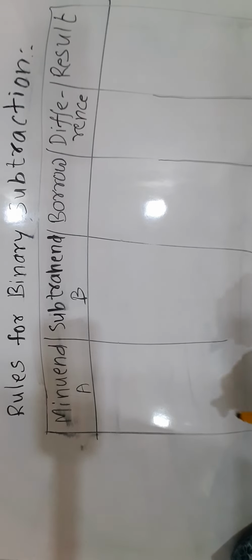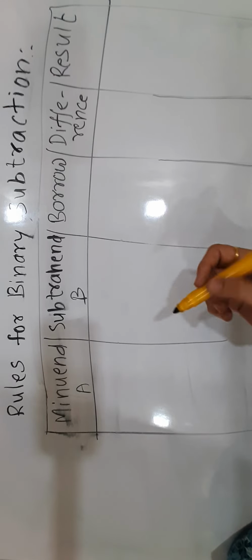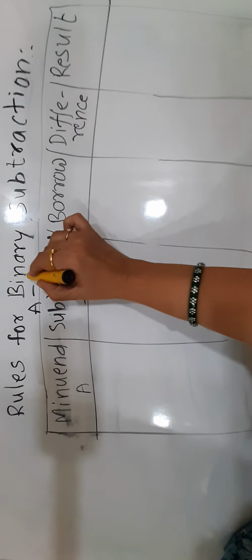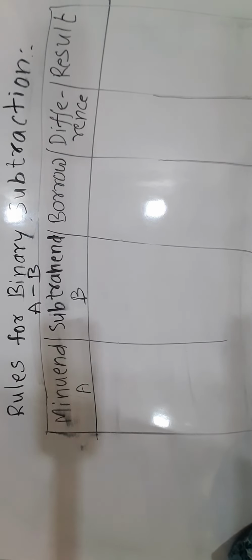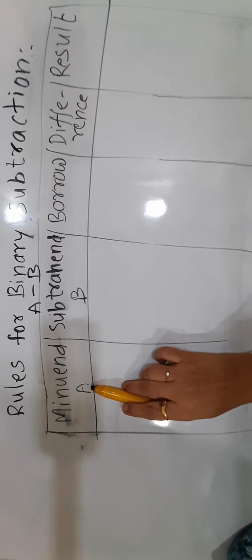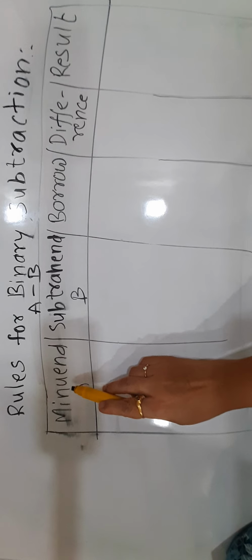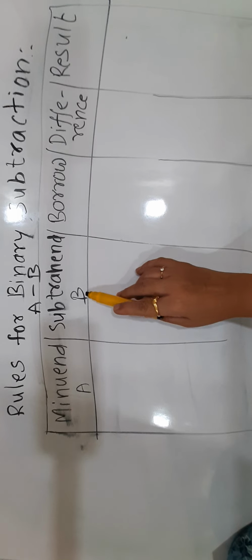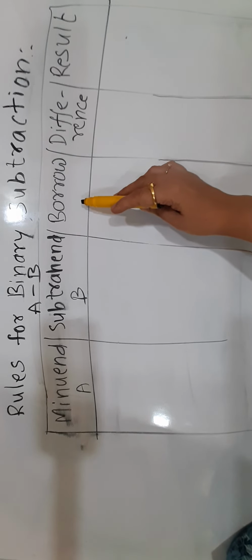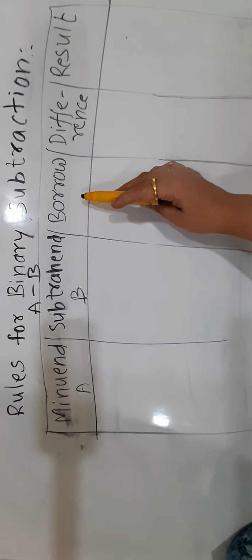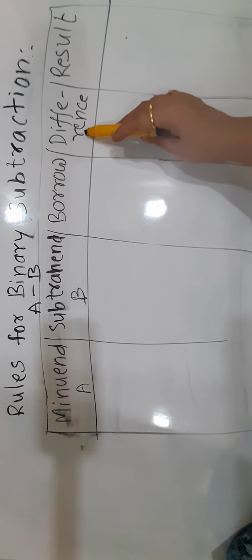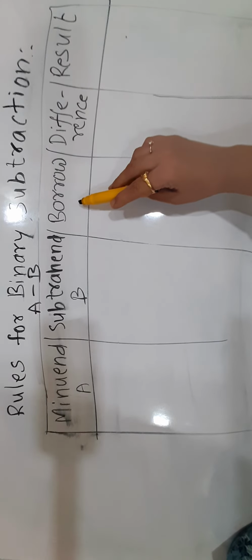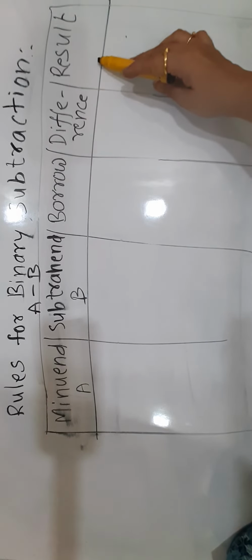Now let's see the rules for binary subtraction. We want to perform the subtraction a minus b. The first number from which we want to subtract is known as the minuend. The number to be subtracted is known as the subtrahend. In case of subtraction, the carry is known as borrow. We call it borrow. The subtraction result is the difference, and the combined result of borrow and difference will be the result.